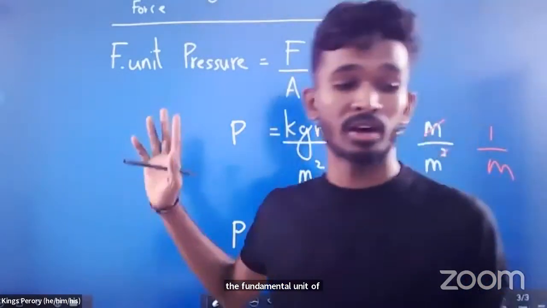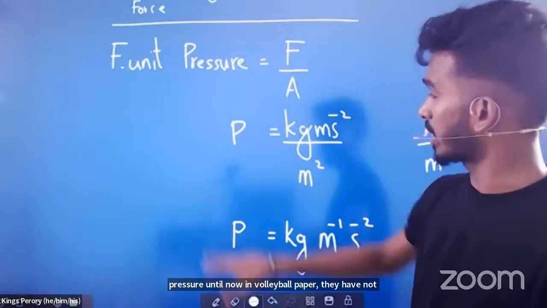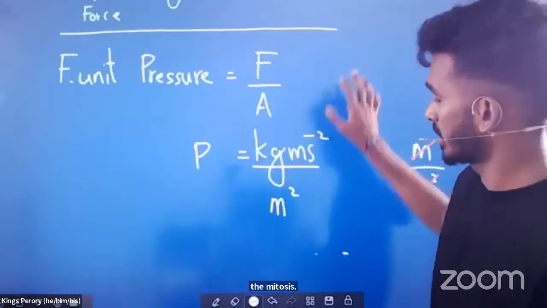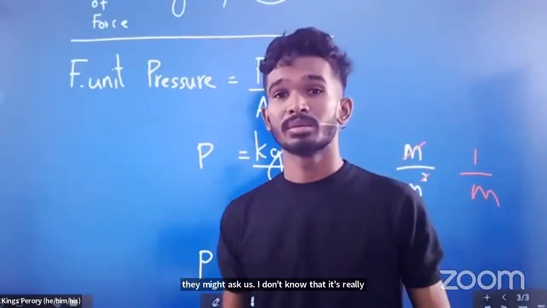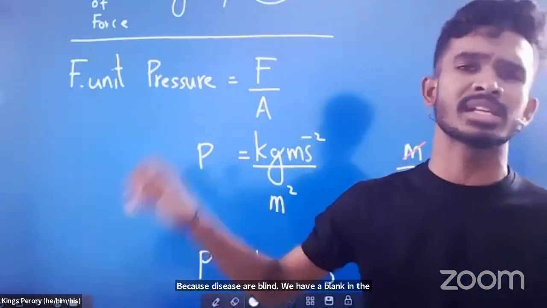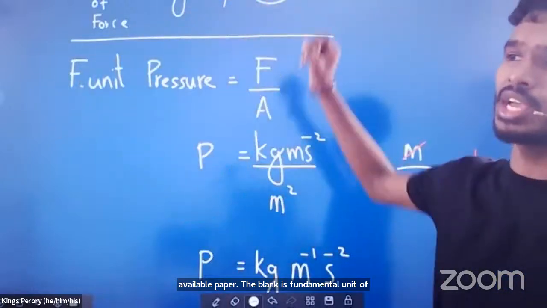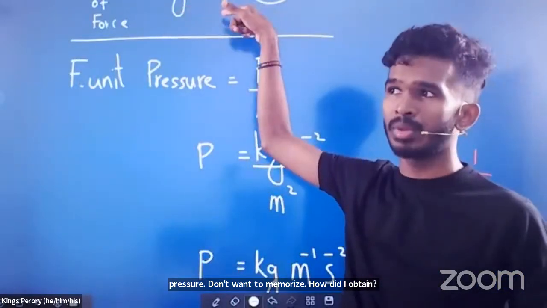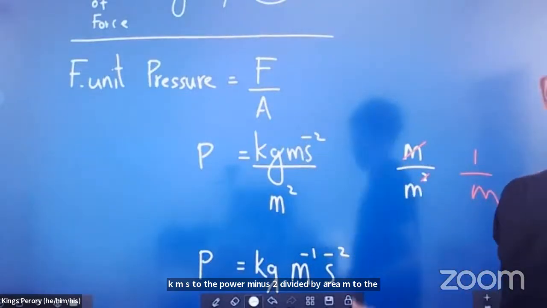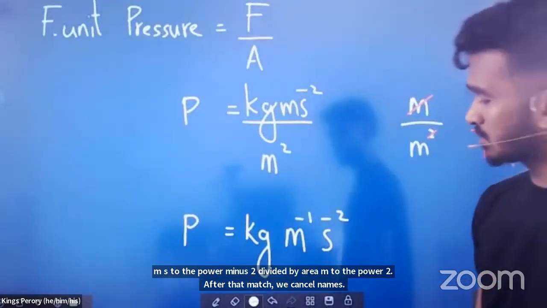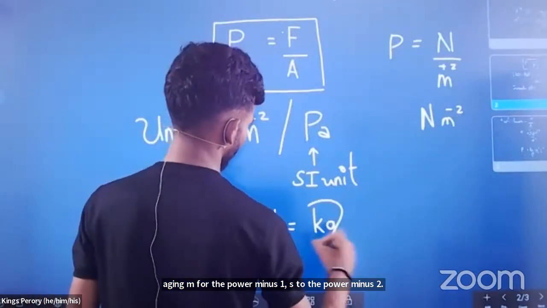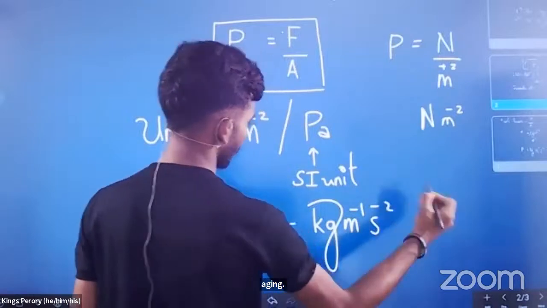Until now, in the O-level paper, they have not asked the fundamental unit of pressure. They have only asked the fundamental unit of force. They might ask this, because this is a blank in the O-level paper. Don't memorize. How did I obtain it? Pressure is equal to force over area. The force fundamental unit is kg m s to the power minus 2 divided by area m to the power 2. After that, maths: you cancel the m's. Kg m to the power minus 1 s to the power minus 2.